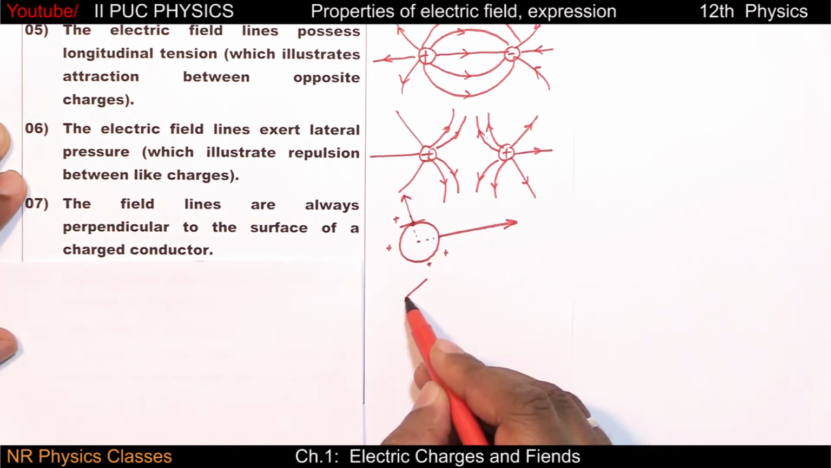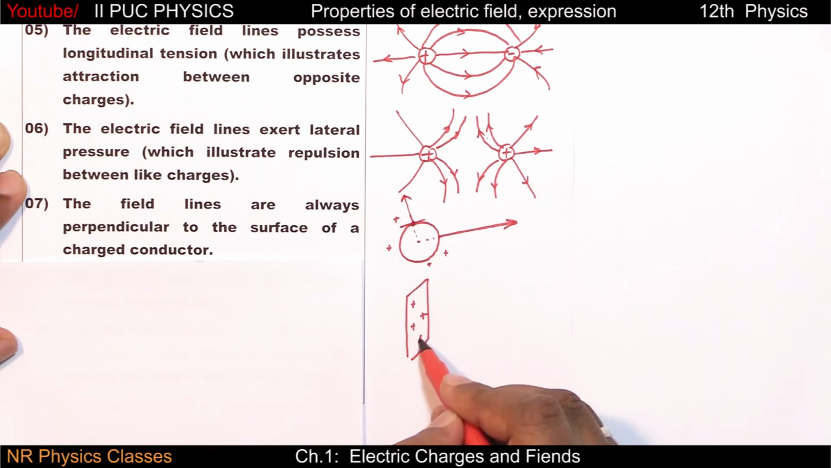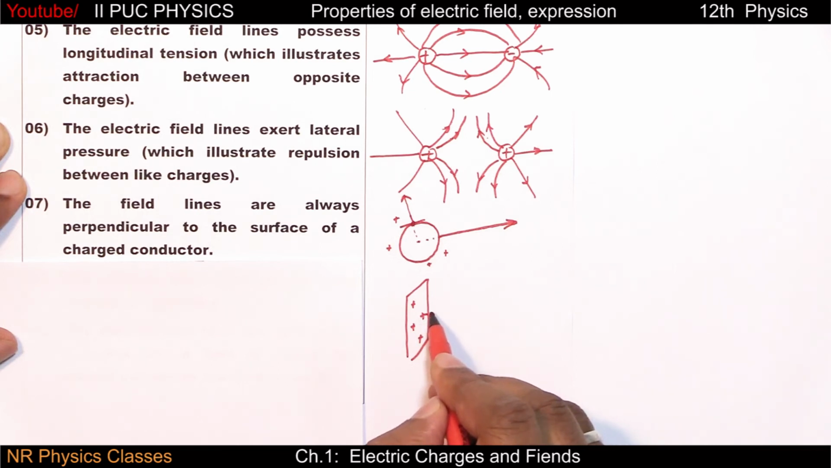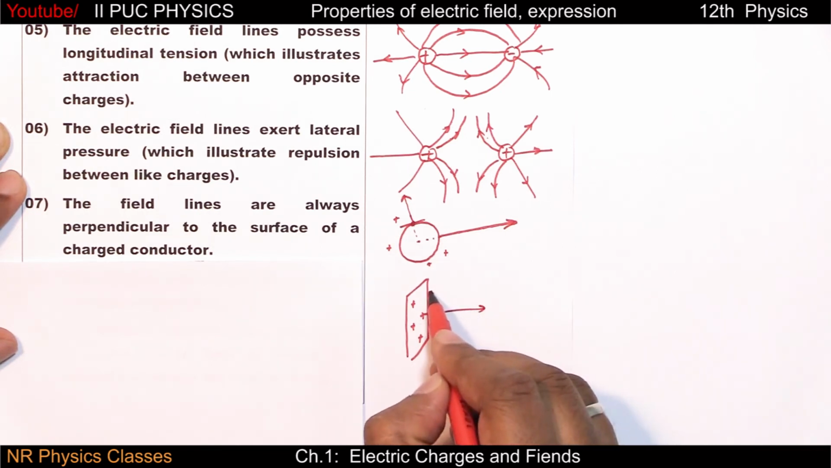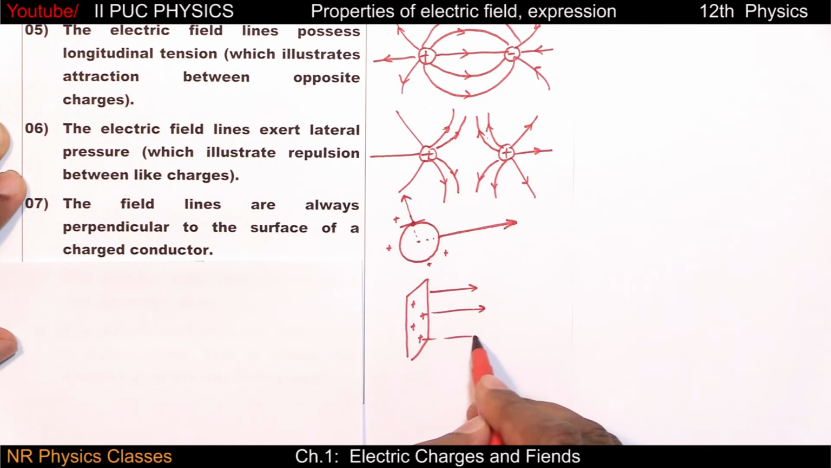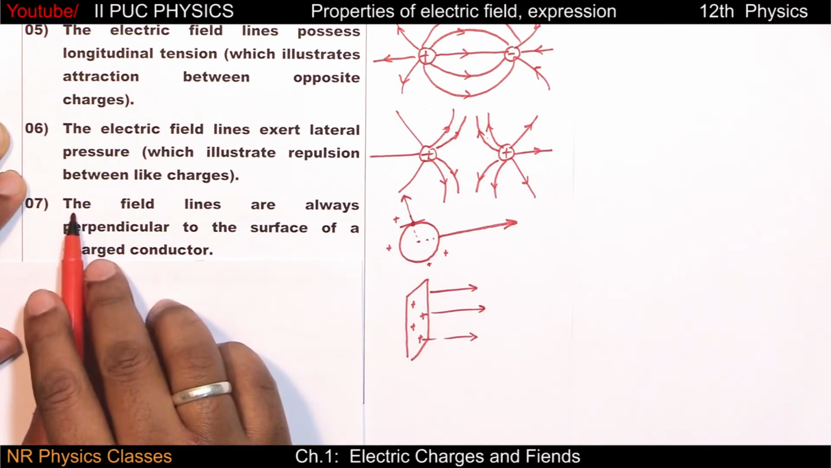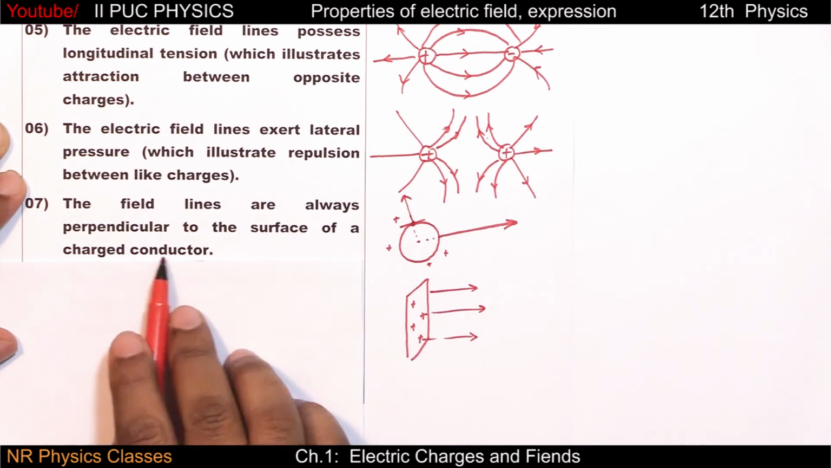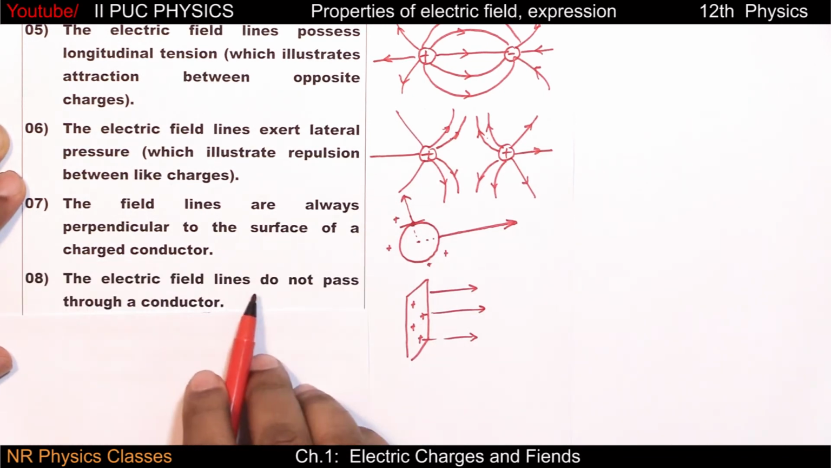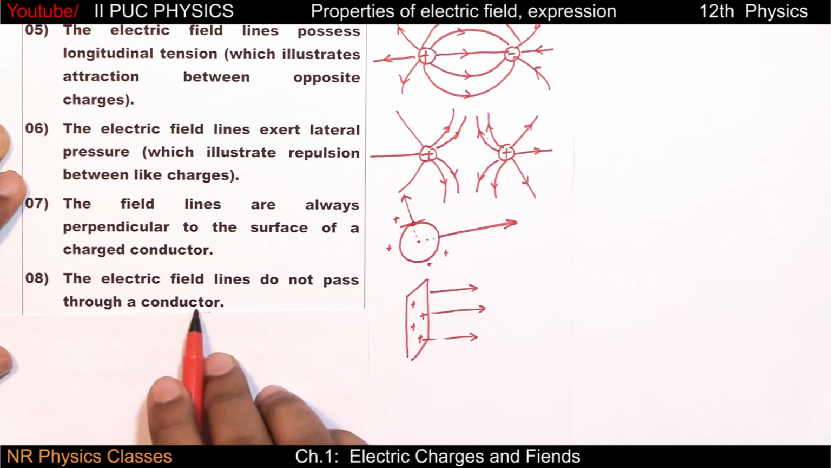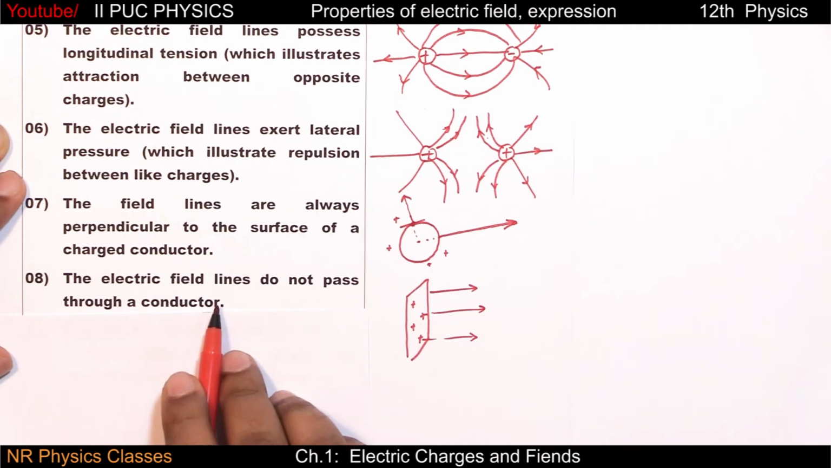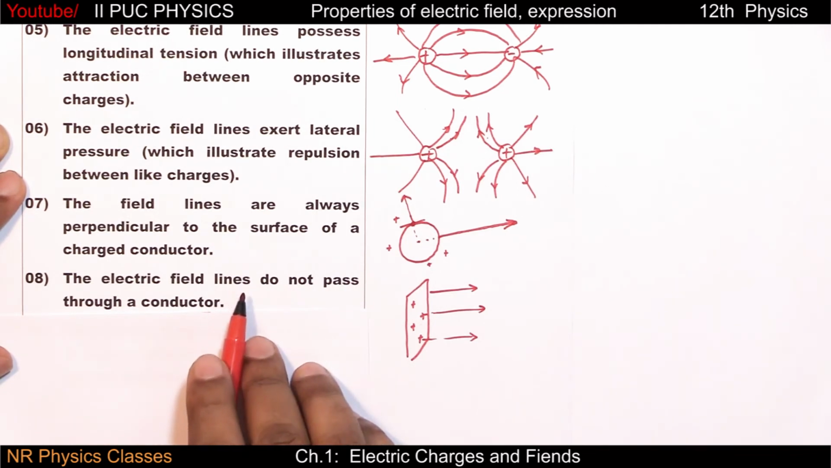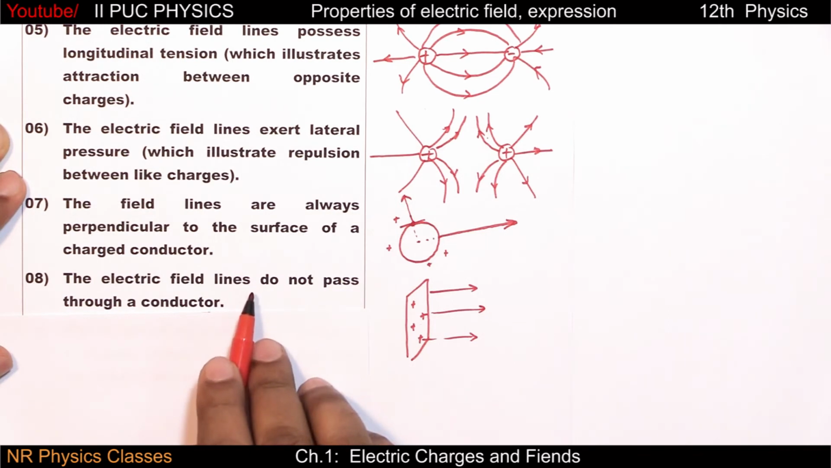If this is a sheet of charge, positive sheet of charge, then the electric field lines due to this sheet of charge are again perpendicular to the conductor, like this. That is the meaning of the field lines are always perpendicular to the surface of a charged conductor. The electric field lines do not pass through a conductor. True. They won't pass through a conductor. We are going to prove this also.